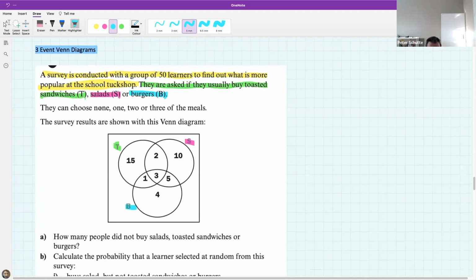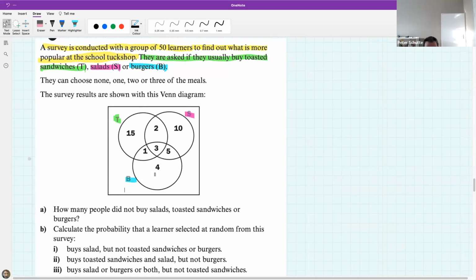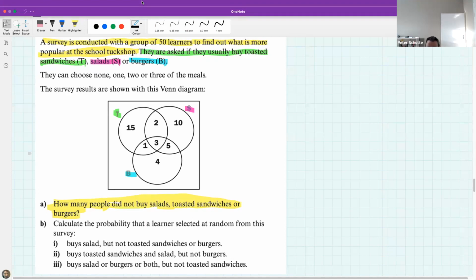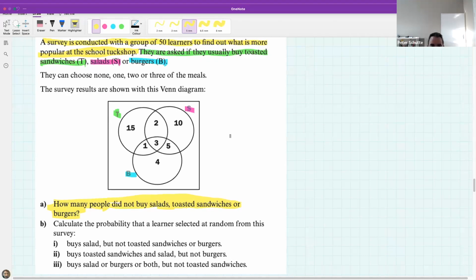They can choose none, 1, 2, or 3 of the meals. So they can choose whichever combo they want. How many people did not buy salads, toasted sandwiches, or burgers? So that's your first question. How many people did not buy salads, toasted sandwiches, or burgers? I want you to think about what we've done so far today and what you can do to help yourself to do this.